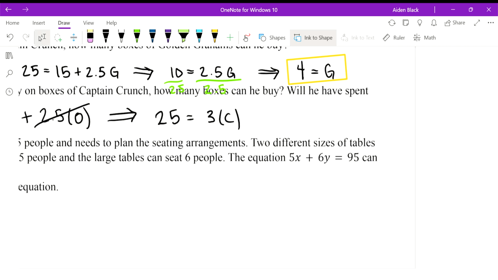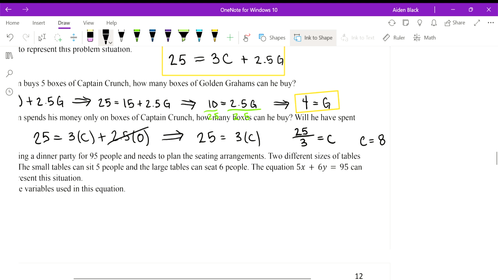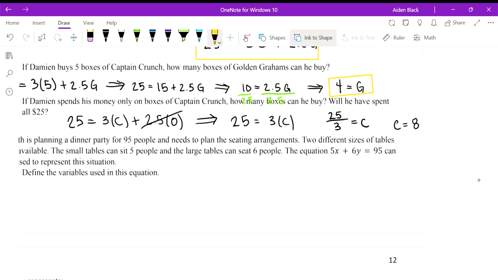If we divide both sides by 3, what is 25 divided by 3? 24 divided by 3 is 8. So he can get 8 boxes with some change to spare. He did not spend all his money.